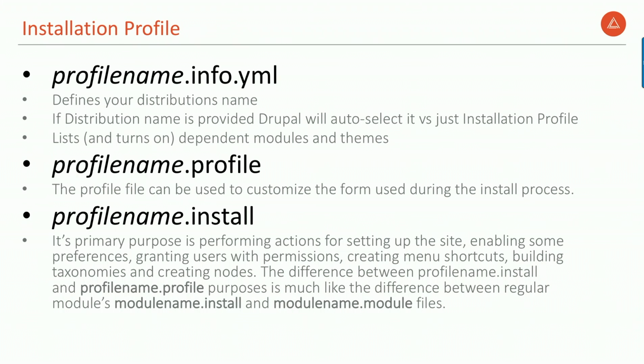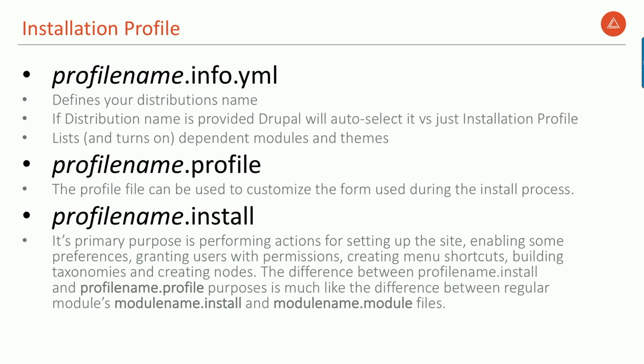So the installation profile is made up of 3 primary files. The first file is the profile name.info.yml file, and YML is for YAML, in case you guys aren't familiar with that yet in Drupal 8. But all these are, it's just a new file format. So it defines your distribution name. If the distribution name is provided, Drupal will auto-select it versus just an install profile. So this one key field in the info file is the trigger that tells Drupal that this is a distribution versus just an install profile. And it also is where it lists and turns on all your dependent modules and themes.